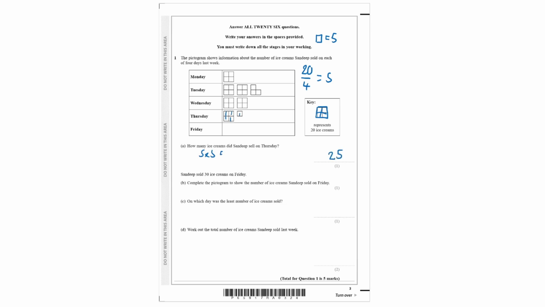Sandeep sold 30 ice creams on Friday. Complete the pictogram to show the number of ice creams Sandeep sold on Friday. So we have 30 divided by the key, which is 20, which gives us 1.5. So we simply draw 1.5.